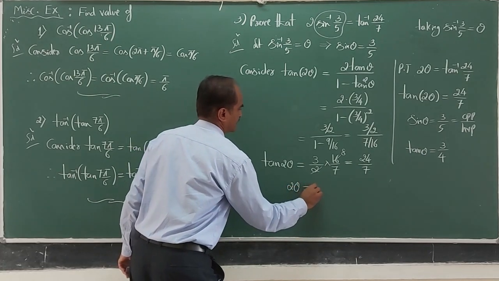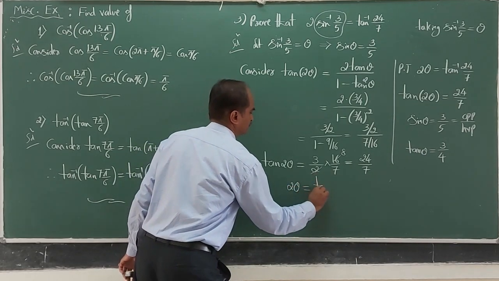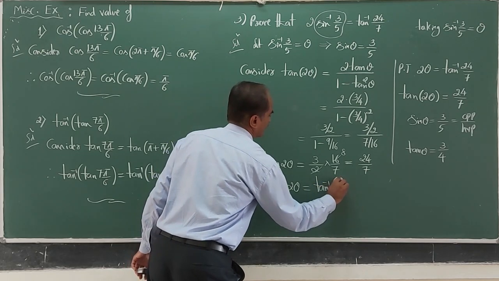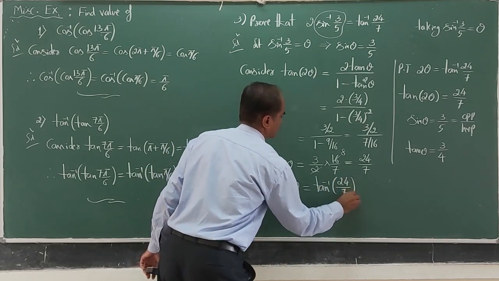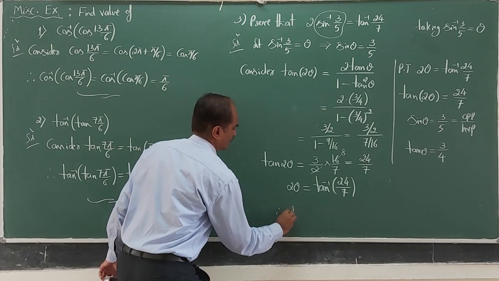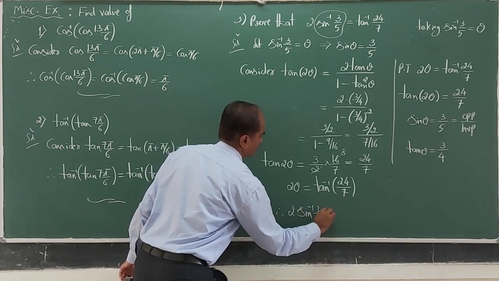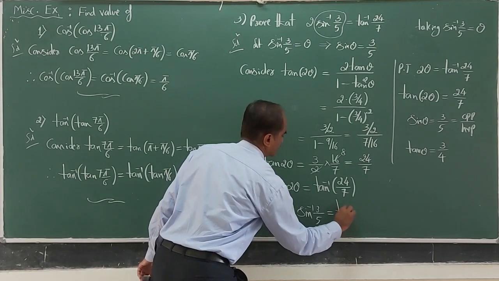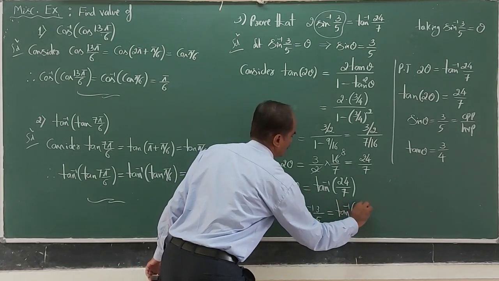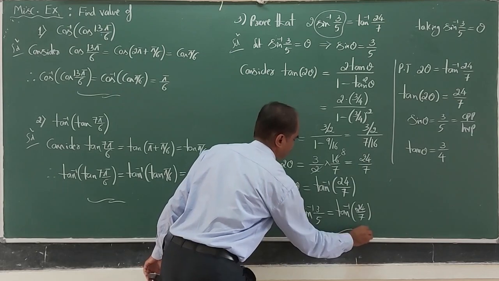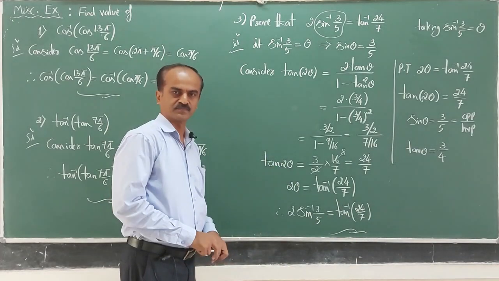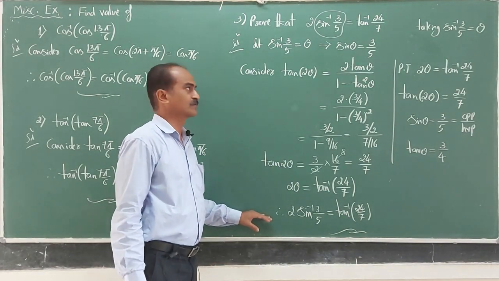By this we get 2 theta equal to tan inverse of 24 by 7. Therefore, 2 times sin inverse 3 by 5 is equal to tan inverse of 24 by 7. That completes the example. I hope you followed this.